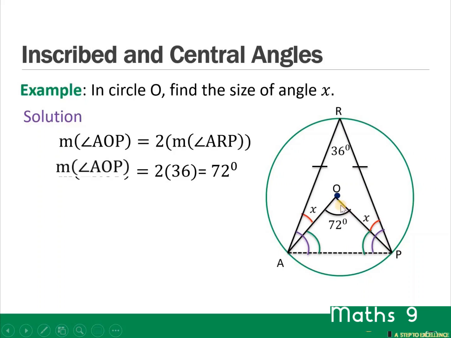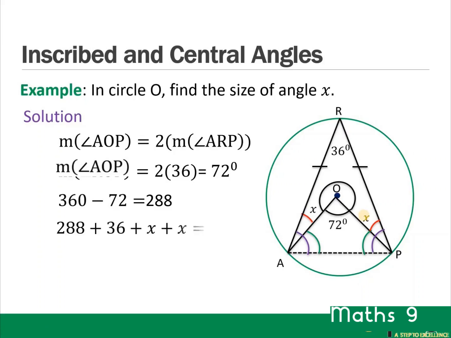OARP. So this must add up to 360 degrees. We need to find this angle here around O so that we can add it up with x, 36 and x. This angle is 360 minus 72, which is 288. So we can do 288 plus 36 plus x plus x equals 360. So 324 plus 2x equals 360, and x equals 18 degrees.